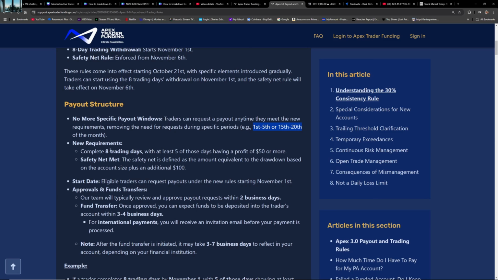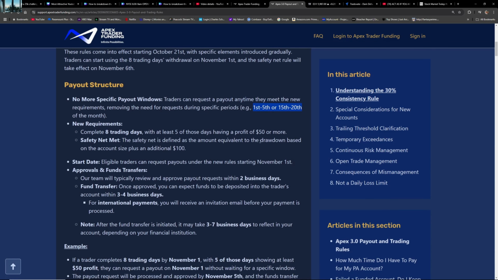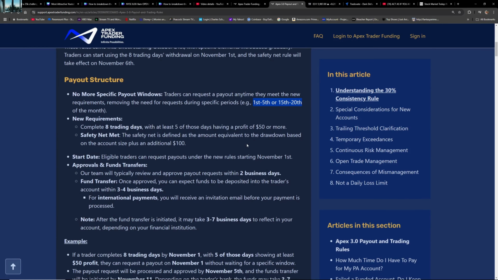So the new requirements are that you complete 8 trading days with at least 5 of those trading days having a profit of $50 or more. Your safety net is defined as the amount equivalent to drawdown, which is your trailing threshold, plus $100. So if you have a $50,000 account, your trailing threshold is $2,500, plus the $100 making it $2,600.